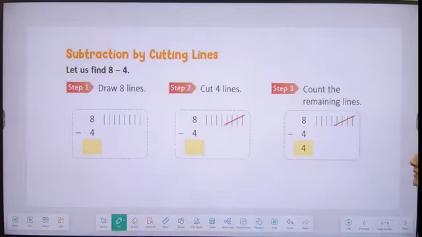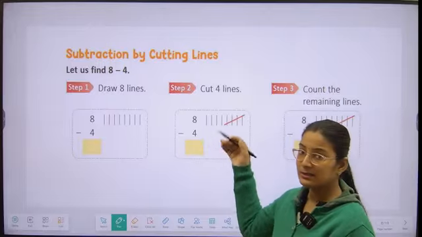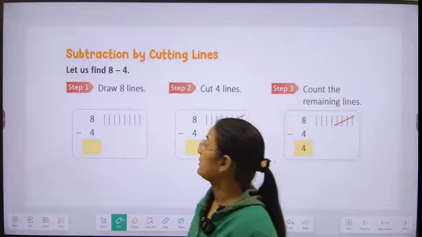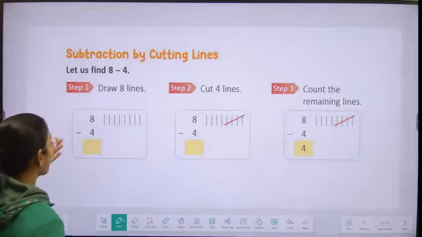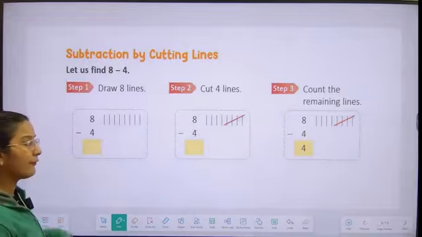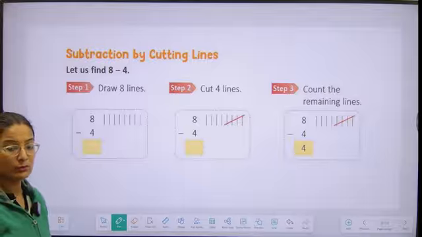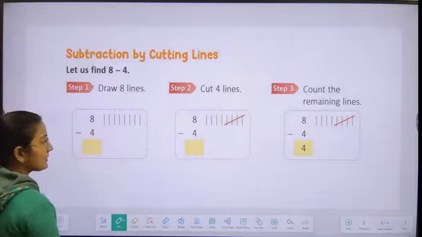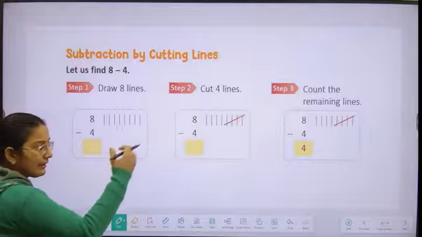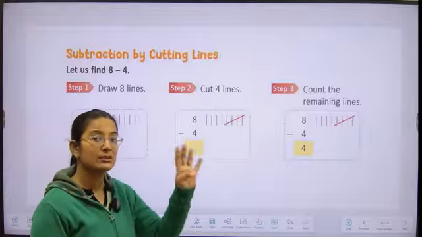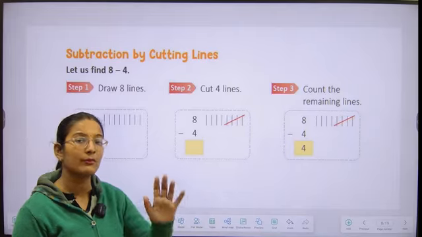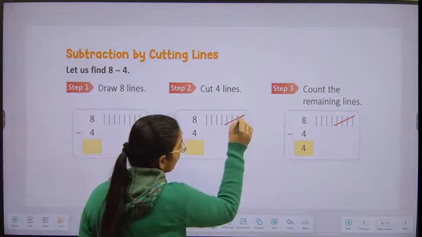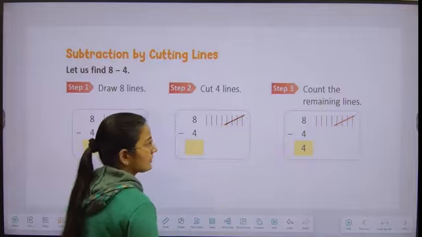Now we are doing subtraction by cutting lines. How can we do that? First, let's say we have to subtract 4 from 8. So what can we do? We can simply draw 8 lines just like this. And after making 8 lines, we have to cross 4 lines, or subtract 4 lines. So we are cancelling the 4 lines. 1, 2, 3, 4, just like this.